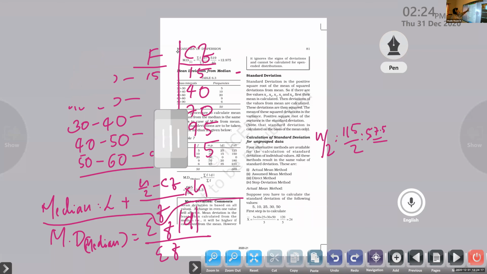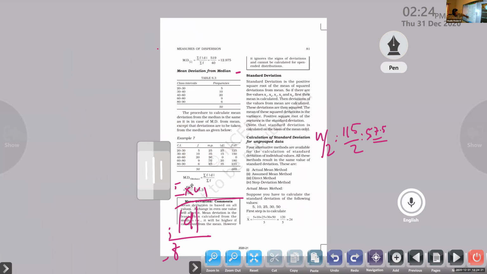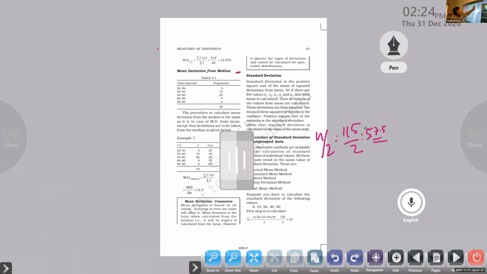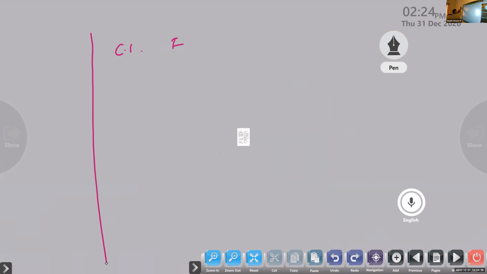Okay, I will give 2 more problems. Just complete it and submit that before the next class. Write down class interval, frequency. For this, you have to find out the deviation for a median.